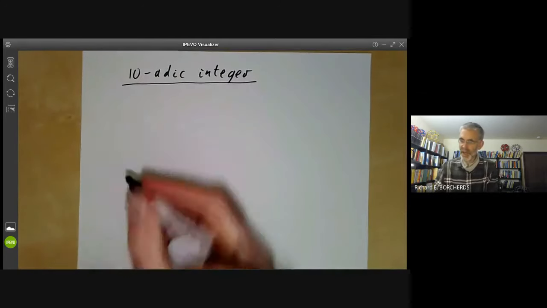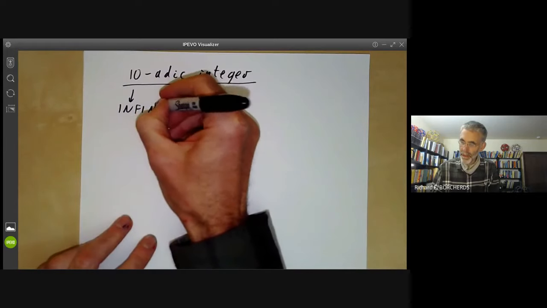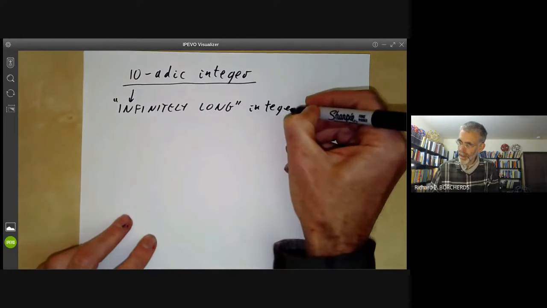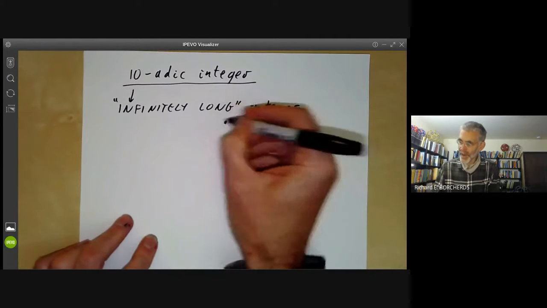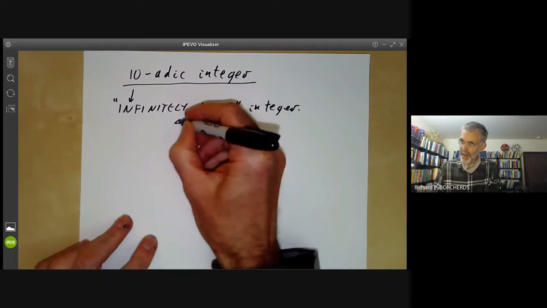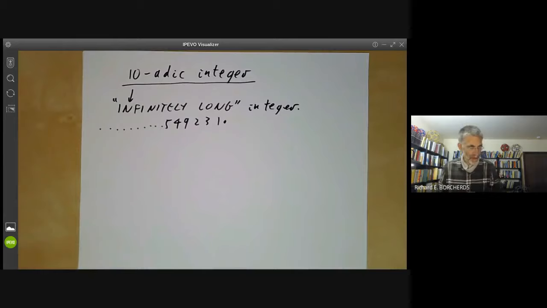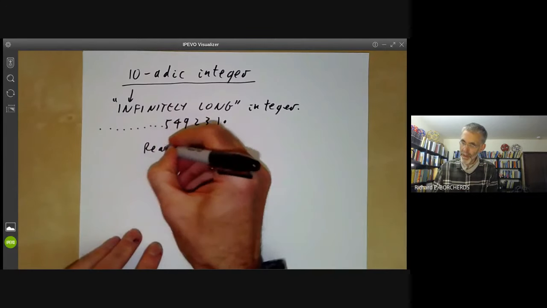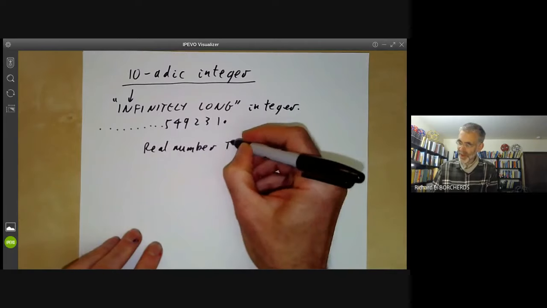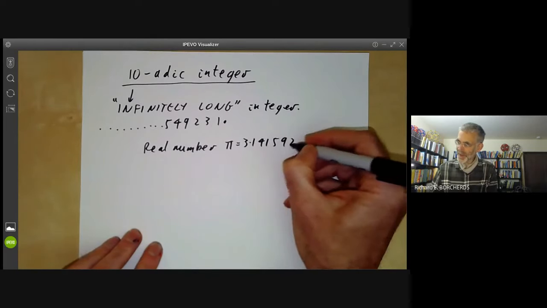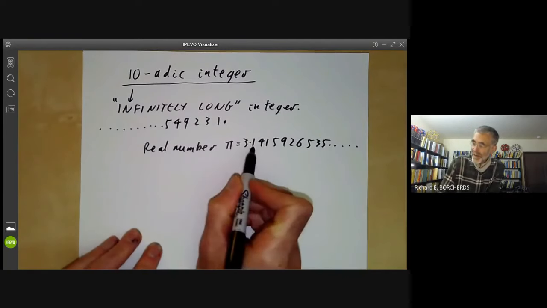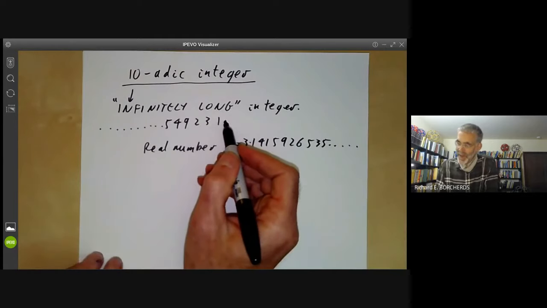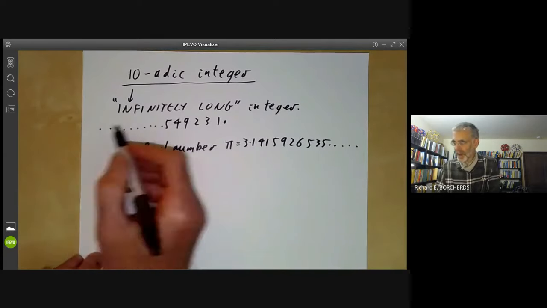So what is a 10-adic integer? Well, it's just given by an infinitely long integer. In other words, you have a decimal point here and you have an infinitely long string of numbers that goes on forever. And this isn't really quite as strange as you might think, because if you look at a real number, so let's take a random real number such as pi, this is 3.14159265355 and so on. And this gets an infinitely long string of digits going off to the right, but only a finite number to the left. So here we're doing something different. We're allowing an infinitely long string of numbers going off to the left instead of the right.